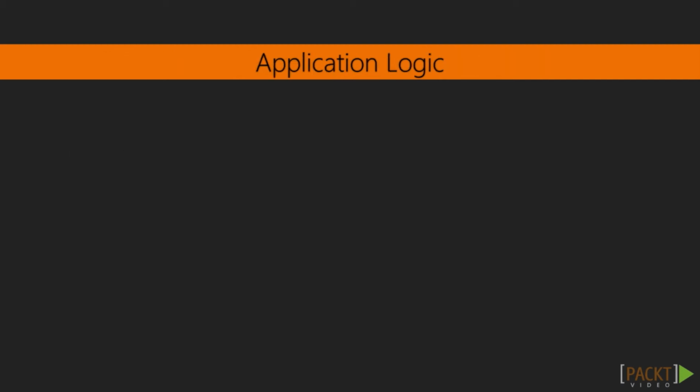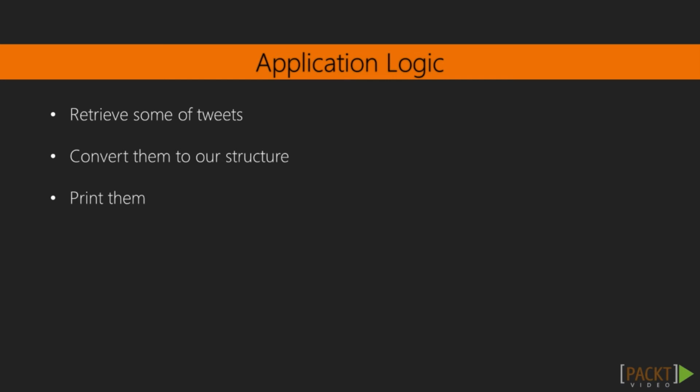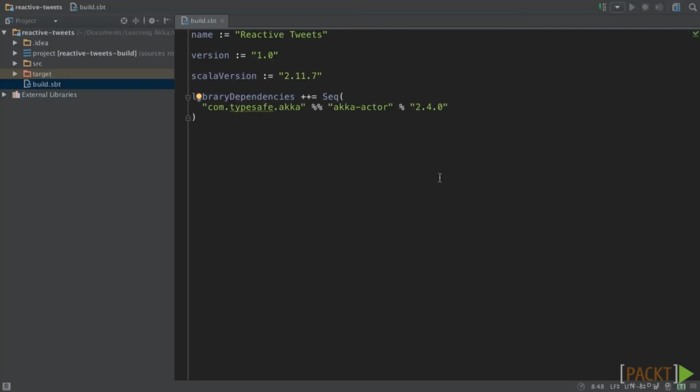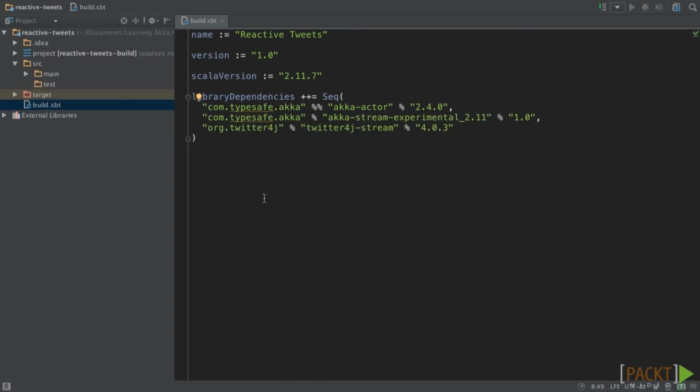Let's say we don't want to spend a lot of time on Twitter, but we are interested only in tweets about Akka. So let's retrieve all tweets from the Twitter API, and then we will filter them to show only tweets about Akka. Let's begin coding. First, let's add an Akka stream module on our dependencies. We will use the Twitter Java API.